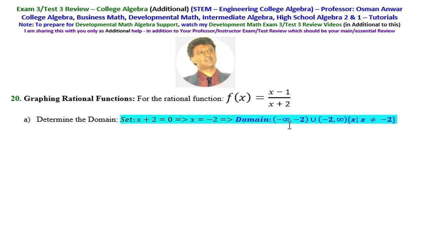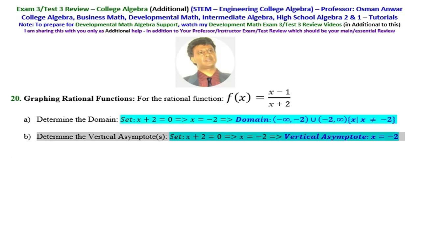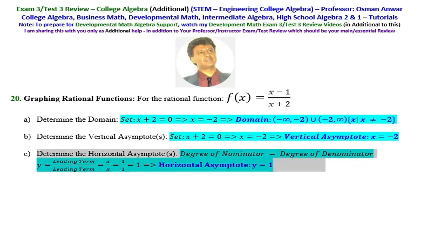The domain is then from minus infinity to minus 2, not included, union minus 2 to infinity, minus 2 not included. This is in interval notation. In set notation, it is all values of x except x cannot be equal to minus 2. B. Determine the vertical asymptote. Again, set the denominator x plus 2 equal to 0. That is x equals minus 2. That means the vertical asymptote is x equals minus 2.